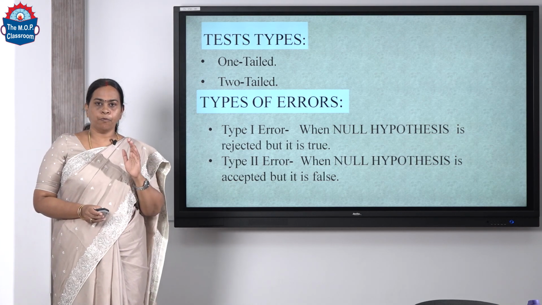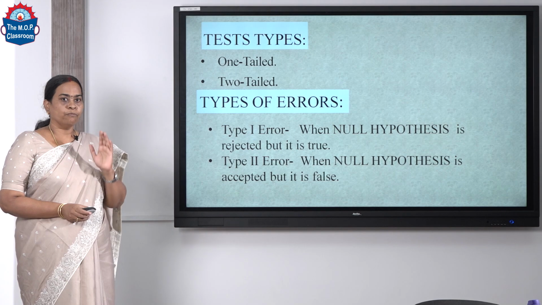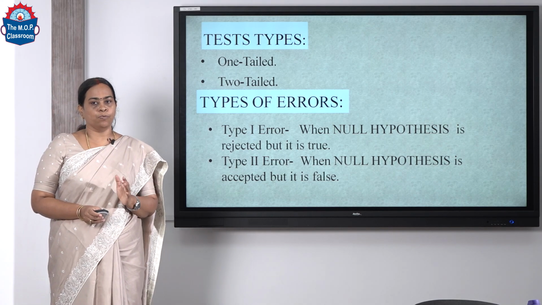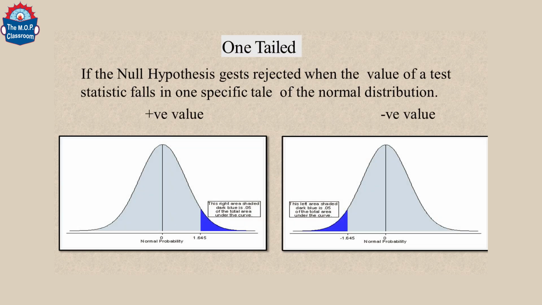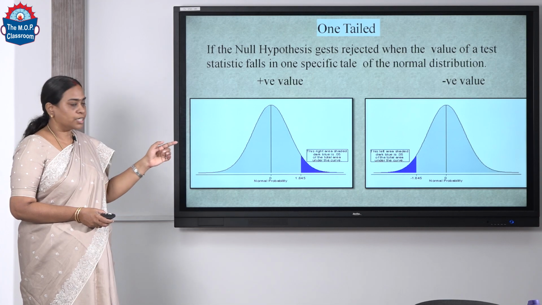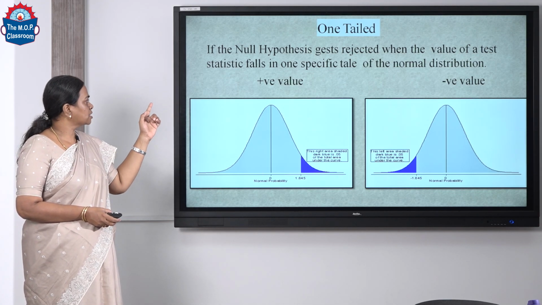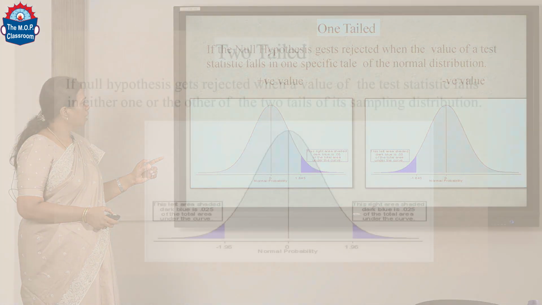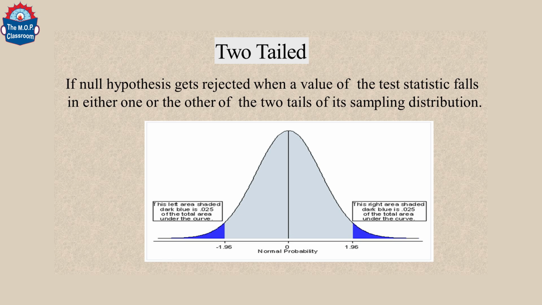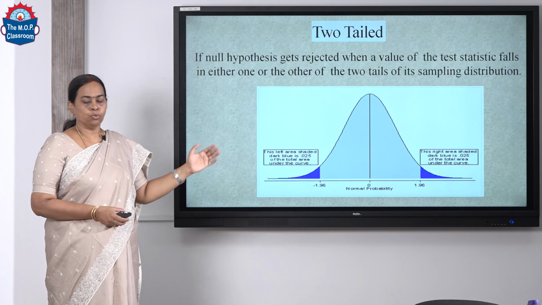Types of errors. Type 1 error: the null hypothesis is rejected when it is true. The null hypothesis accepted when it is false is called type 2 error. Here is a diagrammatic representation of one tailed, where the blue indicates the rejection region. The null hypothesis gets rejected when the value of the test statistic falls in one specific tail of the normal distribution. This is for the two tailed. Here it may fall on the left side or the right side, that is the difference between one tailed and two tailed.